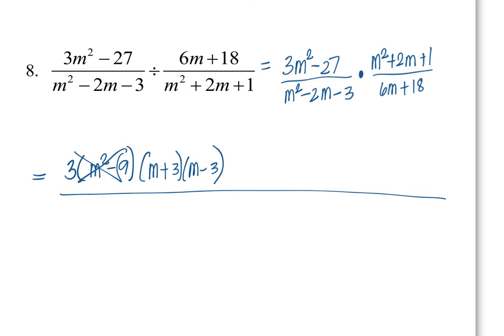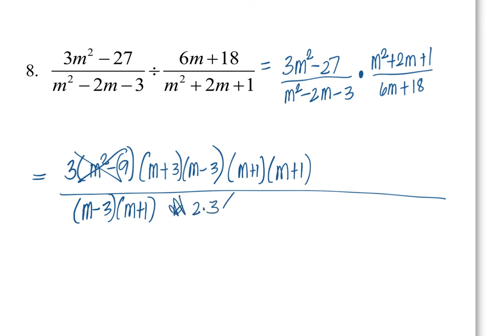Okay, the trinomial of m squared plus 2m plus 1: the factors of 1 that add to give me 2 are m plus 1 and m plus 1. M squared minus 2m minus 3: factors of negative 3 that add to give me negative 2 would be negative 3 and positive 1. And looking at the 6m plus 18, if you factor out a 6, which is really 2 times 3, right? If you factor out a 6, you're left with m plus 3.